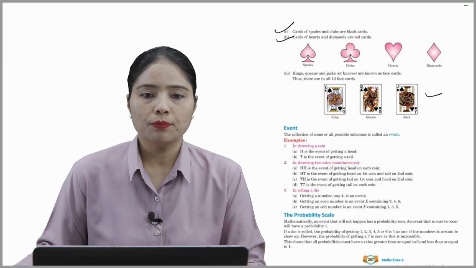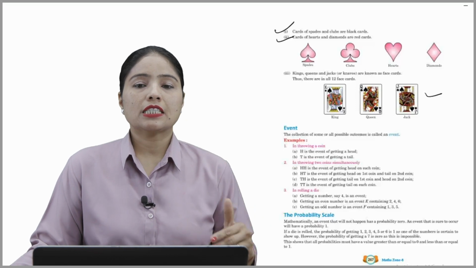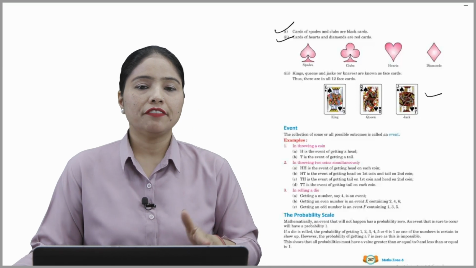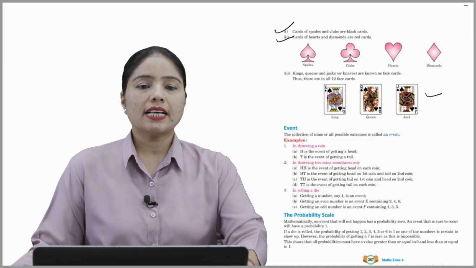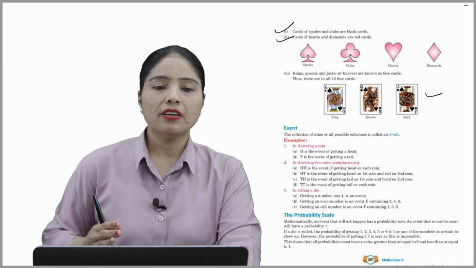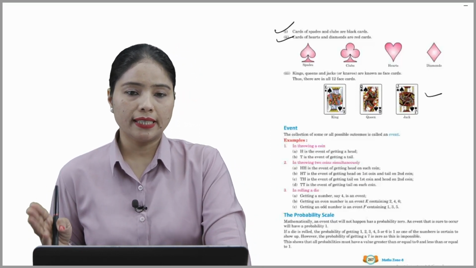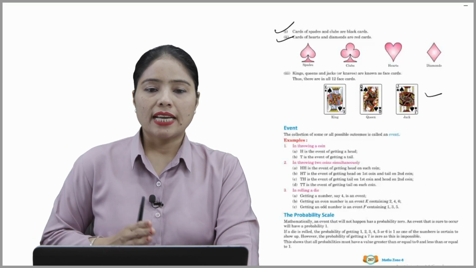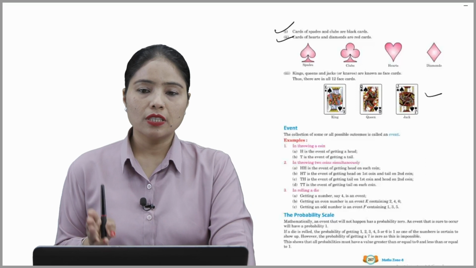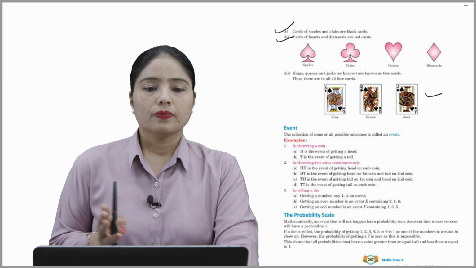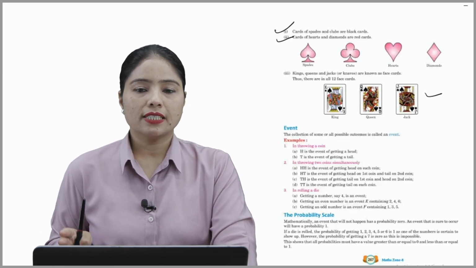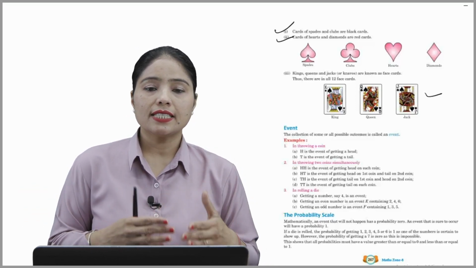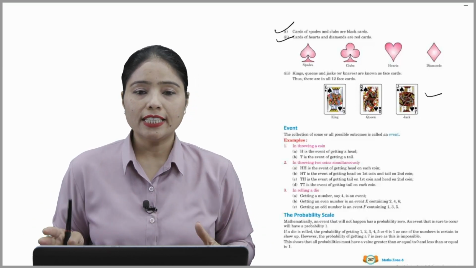Now, event. The collection of some or all possible outcomes is called an event. Example, in throwing a coin, H is the event of getting a head. T is the event of getting a tail. Second one is in throwing two coins simultaneously, HH is the event of getting head on each coin. HT is the event of getting head on the first coin and a tail on the second coin. TH is the event of getting tail on the first coin and head on the second coin. And TT is the event of getting tail on each coin.